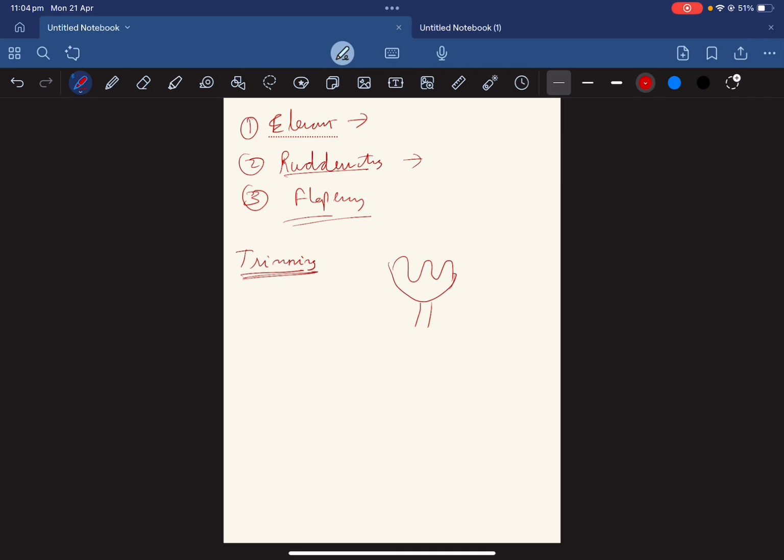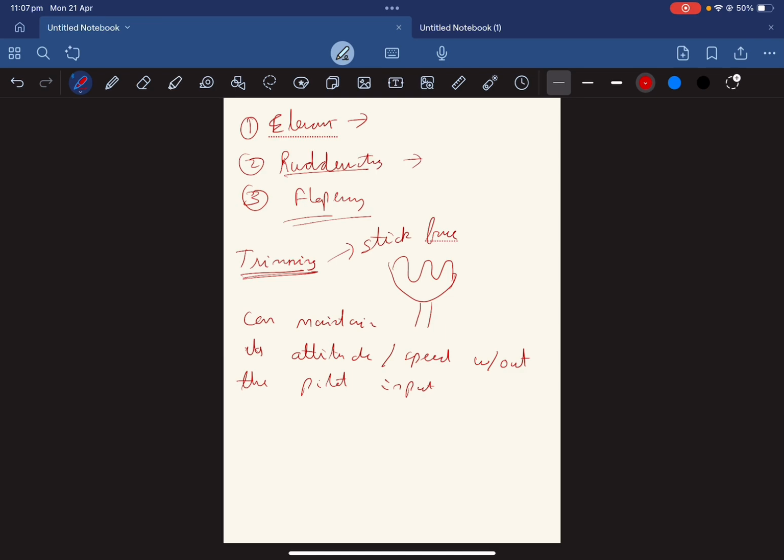So what is trimming? It's basically when an aircraft can maintain its attitude and speed without the pilot's input, right? So this is called trimming. So what exactly is trimming doing? It's making the stick force zero.